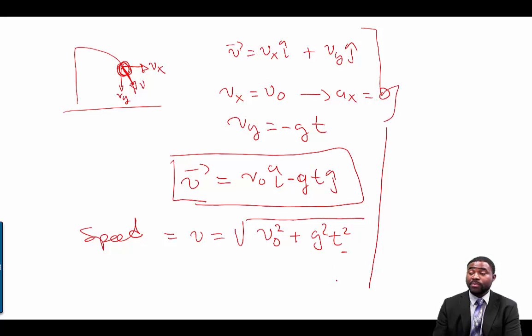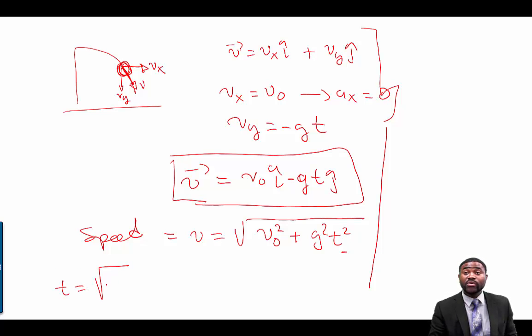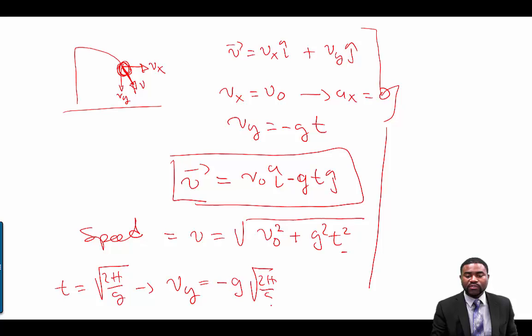That is the speed of the particle as a function of time. But the question was to calculate the velocity of the particle just before it hits the ground. We know that just before the particle hits the ground, t is given by what? The square root of 2h over g. This means that vy, just before it hits the ground, is negative g times the square root of 2h over g.